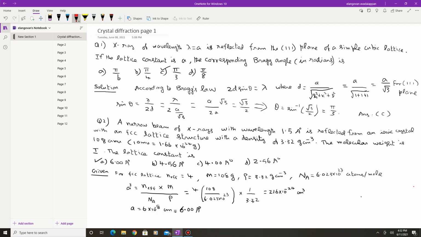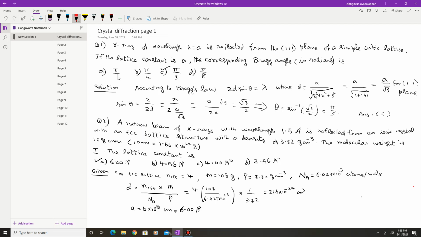We are going to discuss some important problems in crystal diffraction. First, let us take the problem. Problem number 1. X-ray of wavelength lambda is equal to A is reflected from 111 plane of a simple cubic lattice. If the lattice constant is A, the corresponding Bragg angle in radians is given. There are 4 options given: pi by 6, pi by 4, pi by 3 and pi by 8.